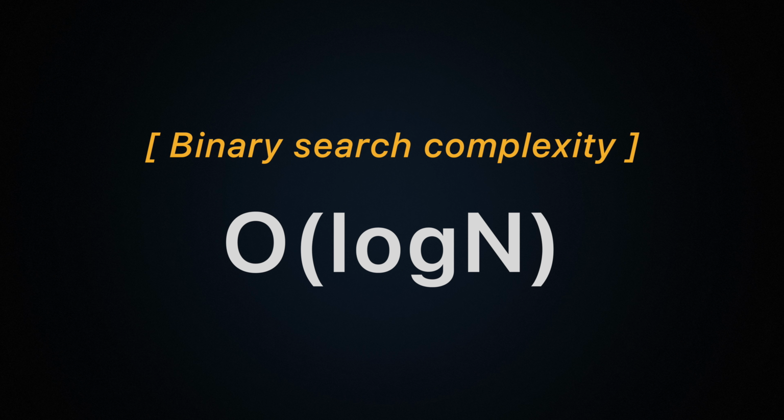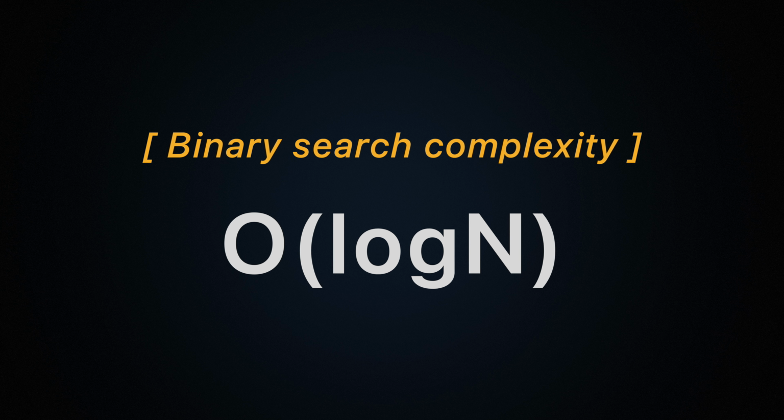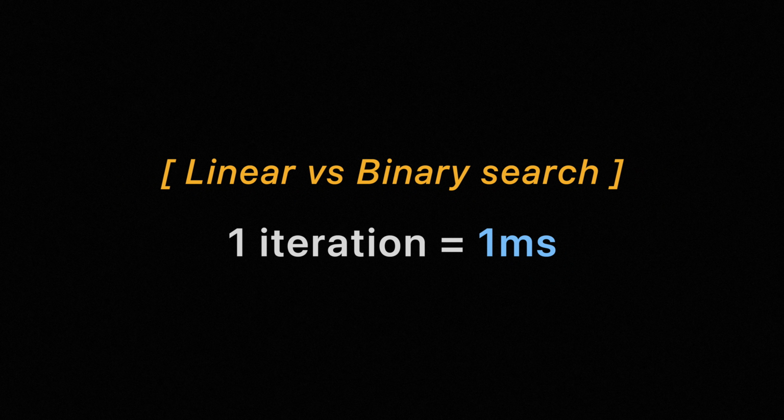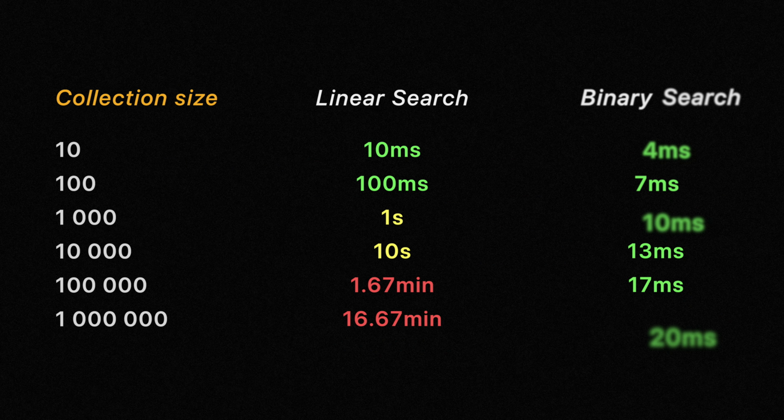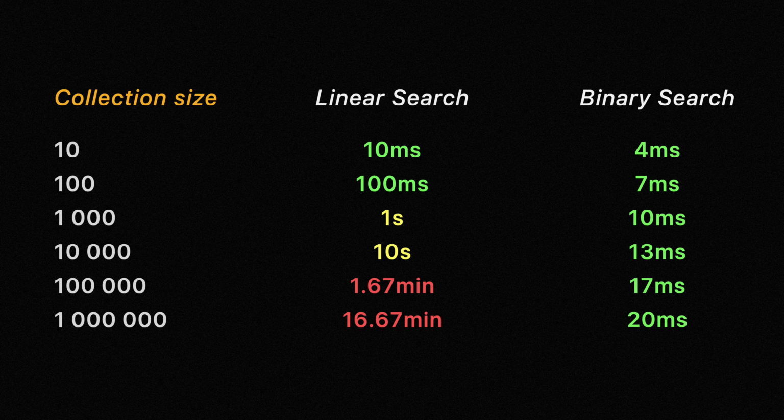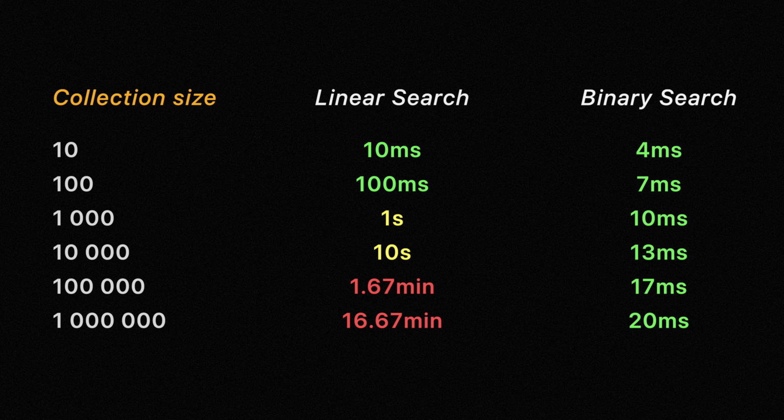Complexity of binary search is O(log n), which means that the execution time grows logarithmically with the size of a collection. Is it much better? Well, let's compare. Here's the table with collection size and time needed to perform the calculation. Let's assume that we need 1 millisecond to perform one calculation. So as you can see, for a small collection there is not such a big difference. But for a collection with 1 million elements, we have a huge difference in the time to perform the algorithm.